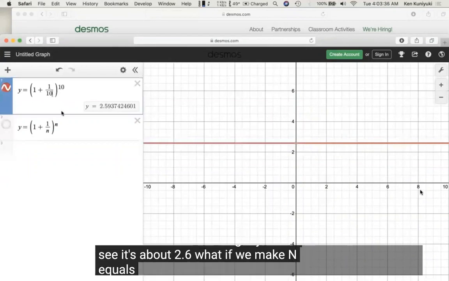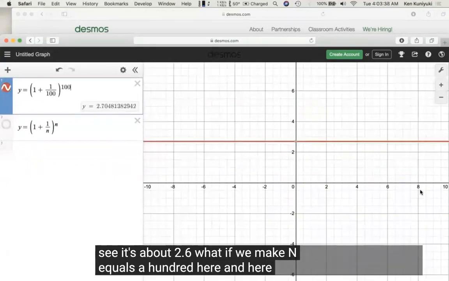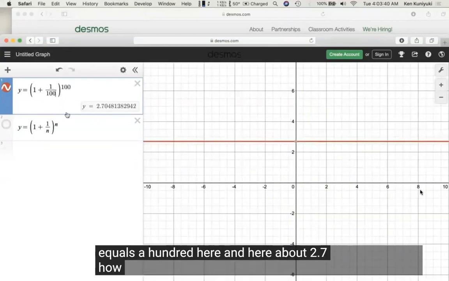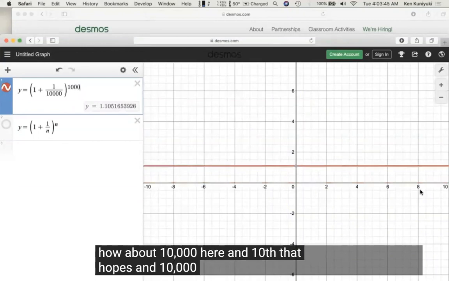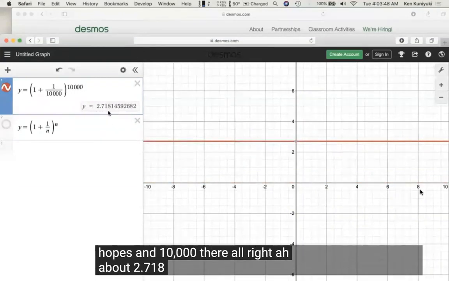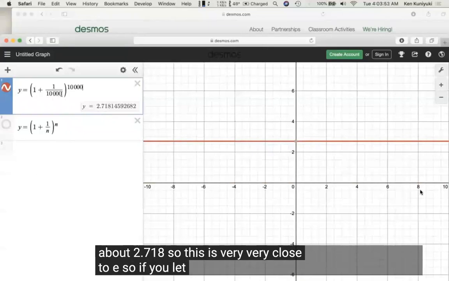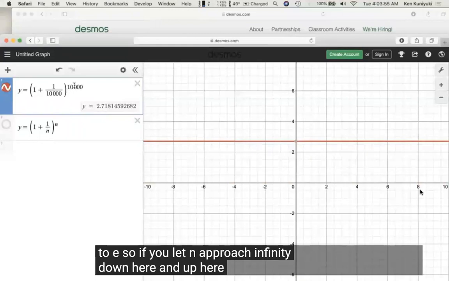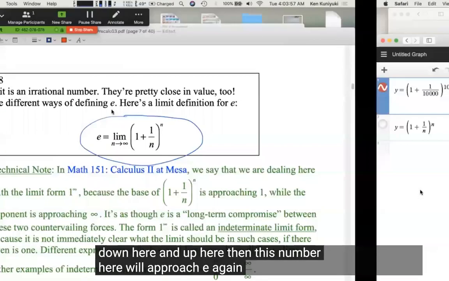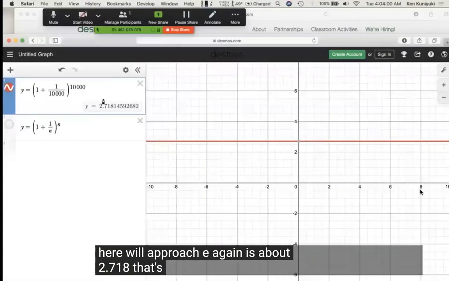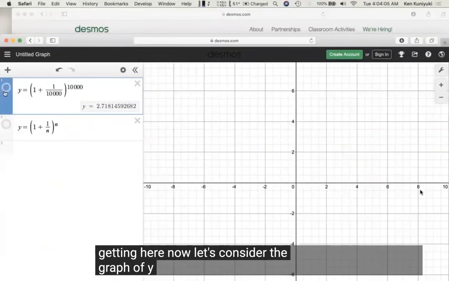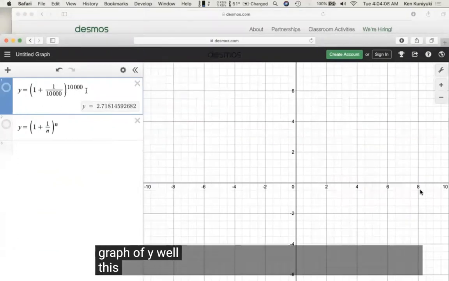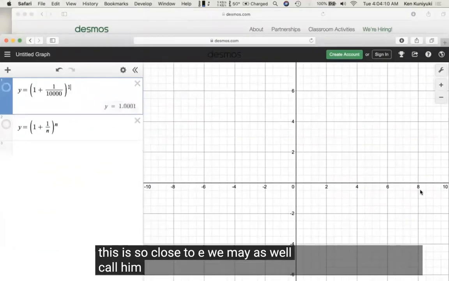What if we make n equals 100 here and here? About 2.7. How about 10,000 here and 10,000 there, right? About 2.718. So this is very, very close to e. So if you let n approach infinity, then this number will approach e. Again, e is about 2.718. That's pretty much what we're getting here. Now let's consider the graph of y. Well, this is so close to e, we may as well call it e.